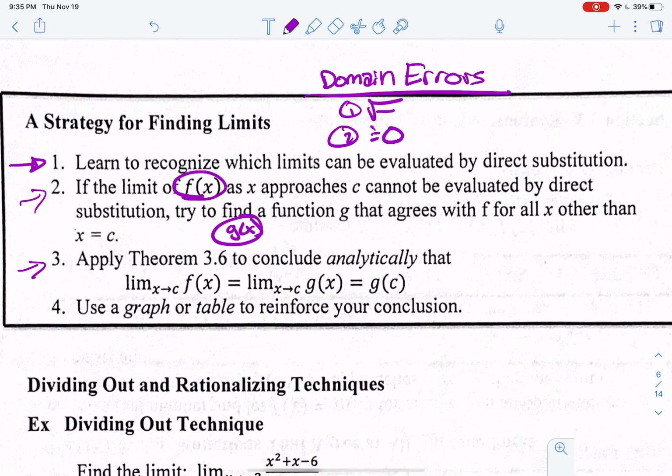So bullet point number 3 says instead of plugging the limit into f of x, we're going to plug that limit into g of x because you will not end up with any problems. And then whatever pops out is your actual limit.